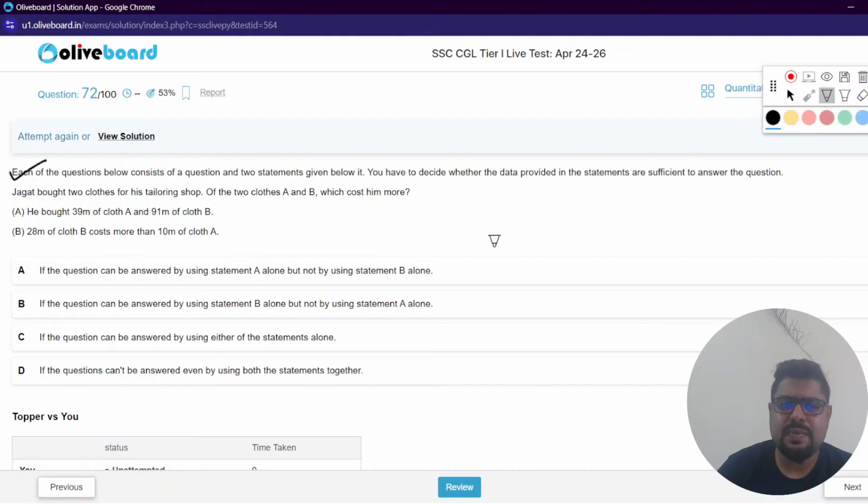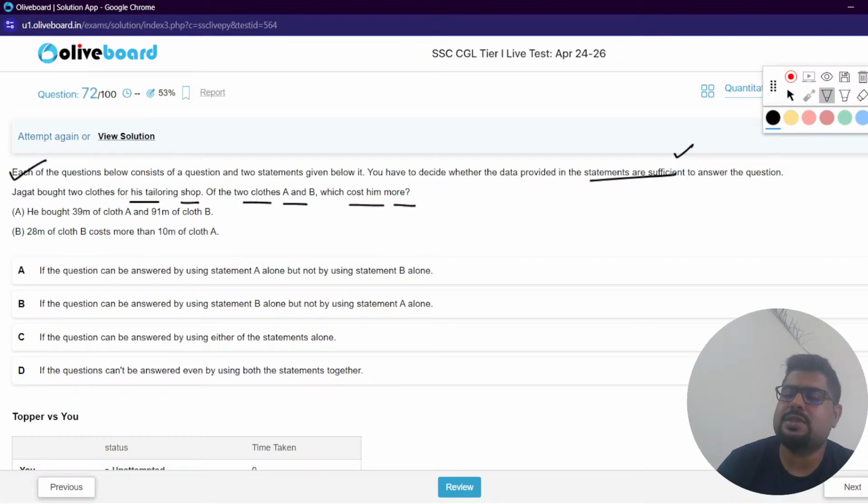Next one. Sir, below statement given below, sufficiency, DS question, data sufficiency. I don't need to answer. I just need to figure out whether the question can be answered or not. Sir, Jagat bought two clothes for his tailoring shop. Of the two clothes A and B, which costs him more? He bought 39 meter of cloth A, 91 meter of cloth B. Okay, but again, no prices have been given. So I cannot assume anything. So this is not sufficient.